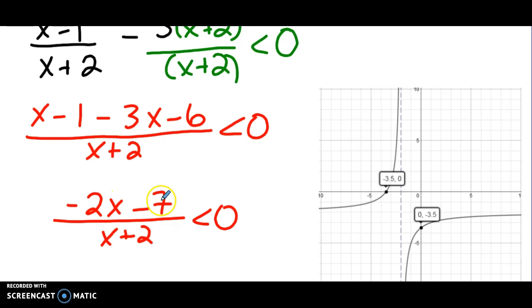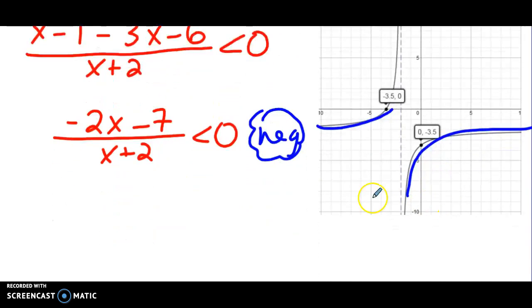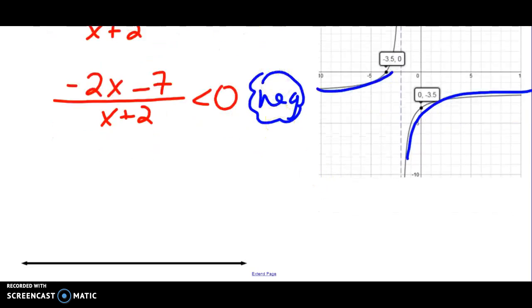So this function right here is graphed over on the right. Again, we're less than 0, so we're looking for negative values. So those negative values would be below the x-axis, where y is negative. So right now we can kind of see where those values are. Right here, left of negative 3.5, and right of negative 2. But let's go ahead and solve this algebraically.